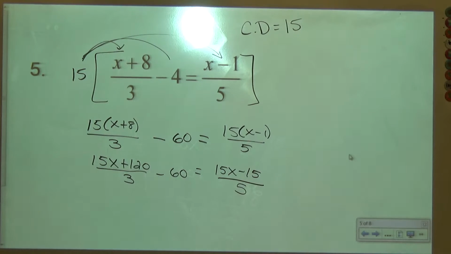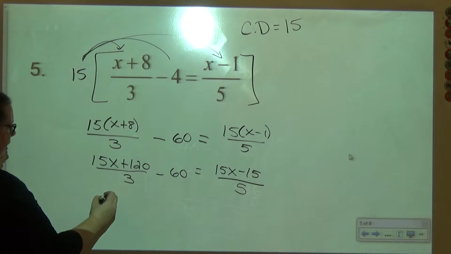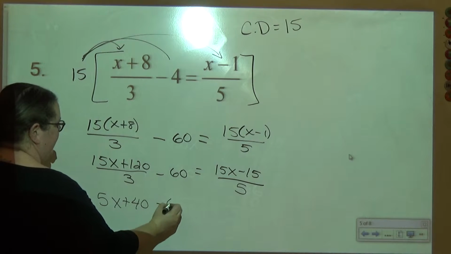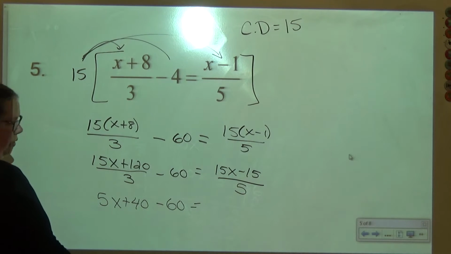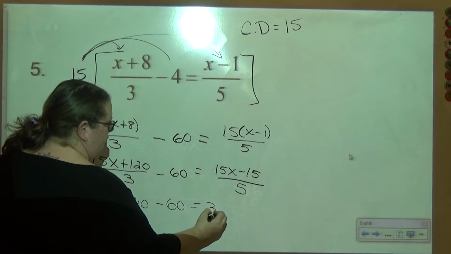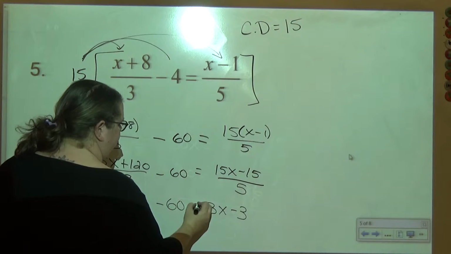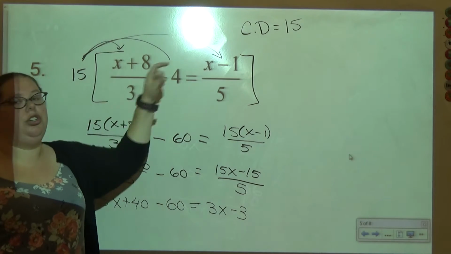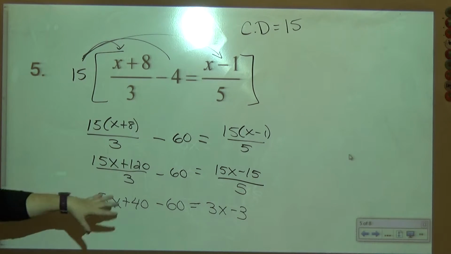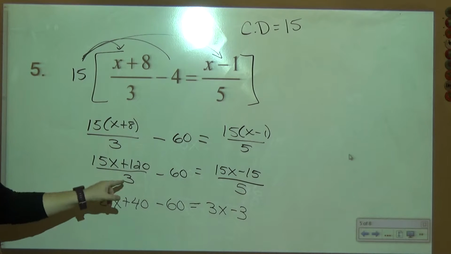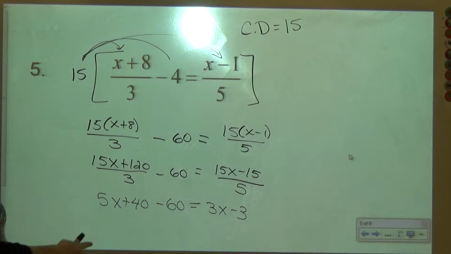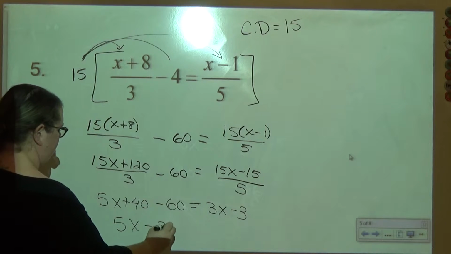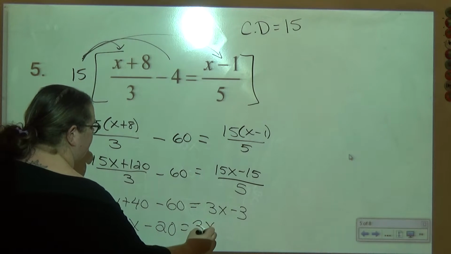Now I can divide. This gives me 5x plus 40 minus 60 equals 3x minus 3. So we have to distribute to everything in the numerator and then divide everything on the top by 3. Put these together: 5x minus 20 equals 3x plus 3 minus 3.